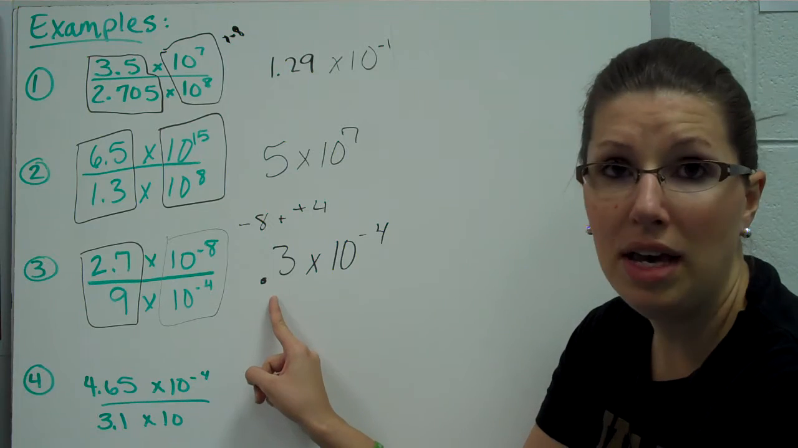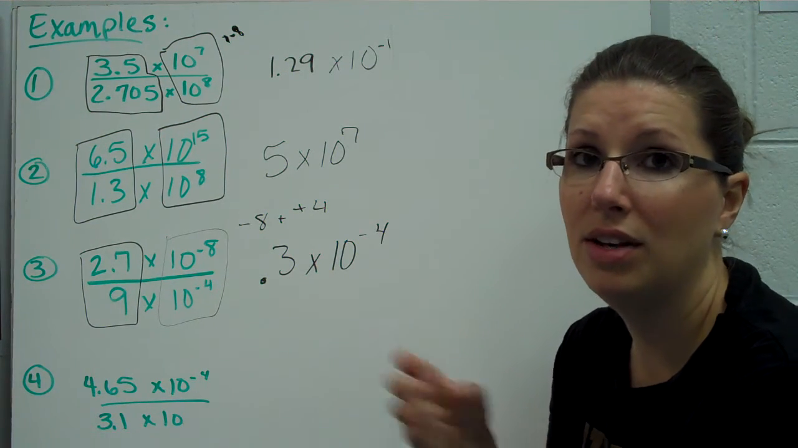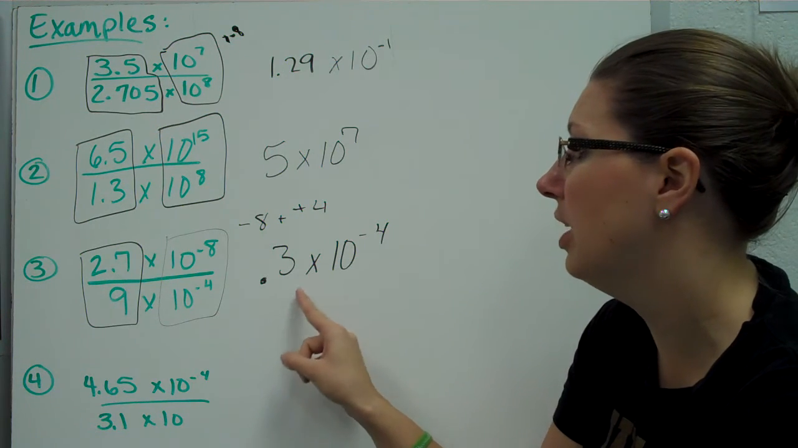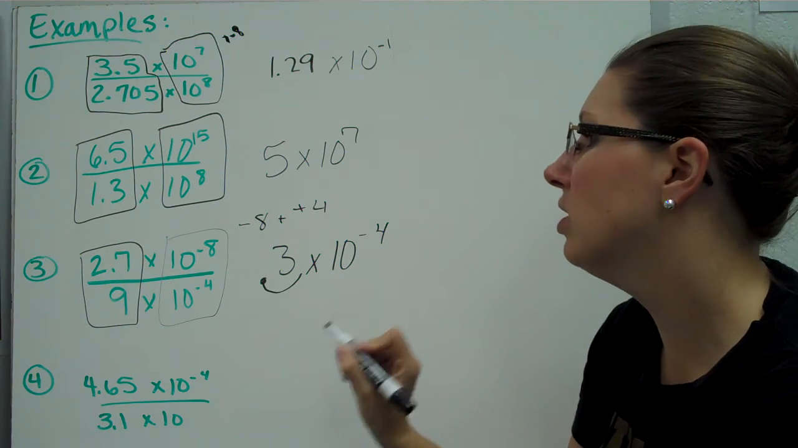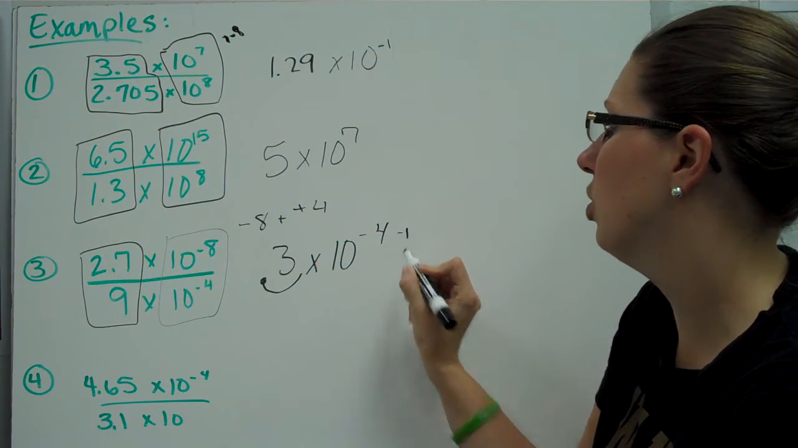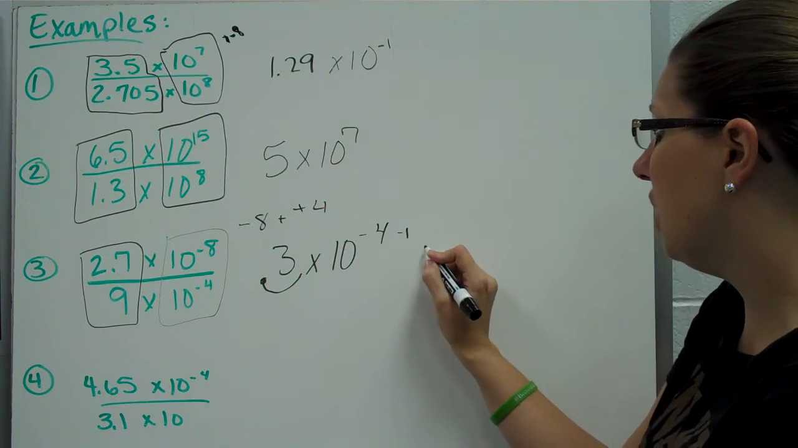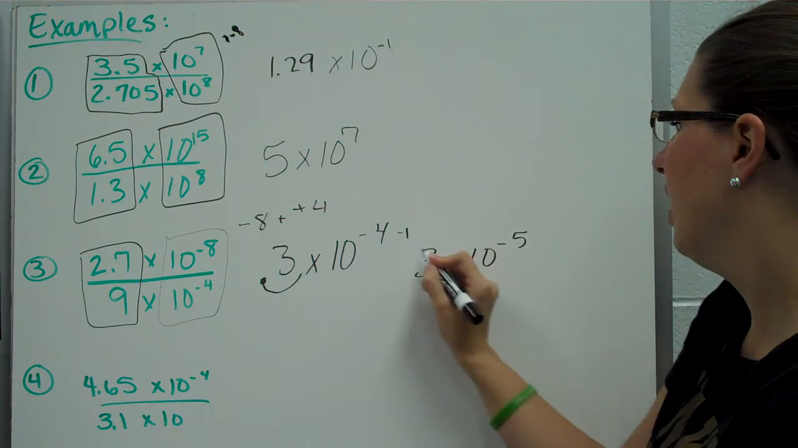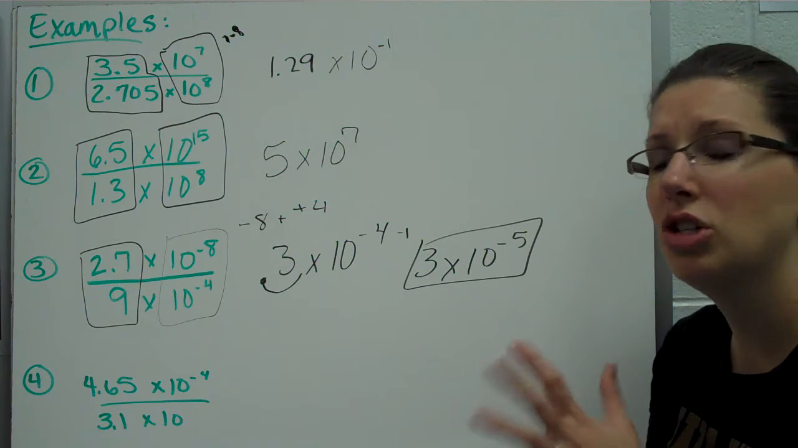Take a look at what we've got here. This leading number does not meet our requirements for scientific notation, so I'm going to actually have to change this number. I'm going to move this decimal one place to the right, so that means I'm going to have to subtract 1 from my exponent here. So all in all, my final answer is going to be 3 times 10 to the -5th. That one was a little tricky.